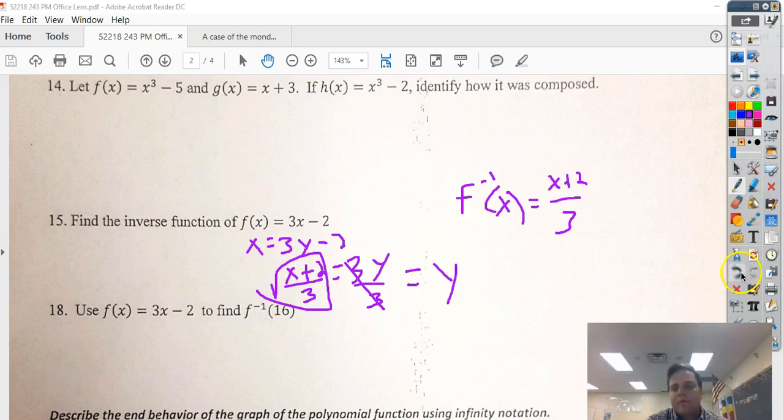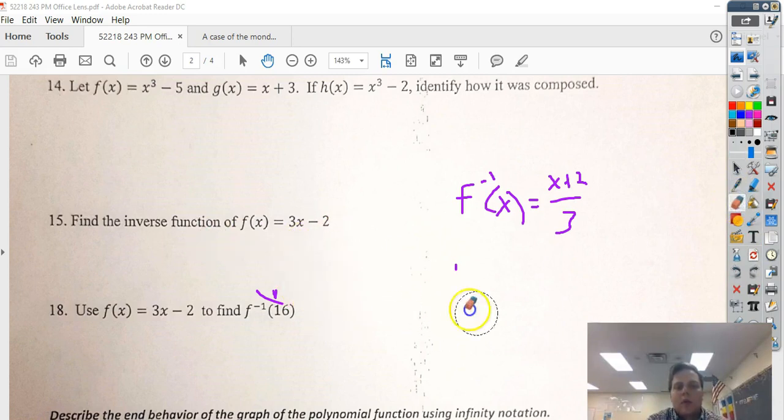Okay? Alright, next problem. Actually, the 15 actually lends weight to our next problem, which is apparently 18. It says, use f of x equals 3x minus 2 to find the inverse evaluated at 16. So guys, what we would want to do is take the inverse of 3x minus 2, find that inverse first, and then plug in 16 into that inverse. Okay, but we already found that inverse on the prior problem, didn't we? Yeah, so I don't need to find it again.